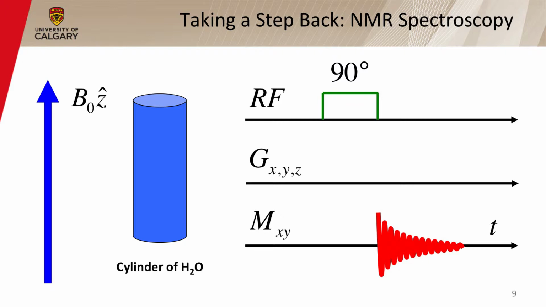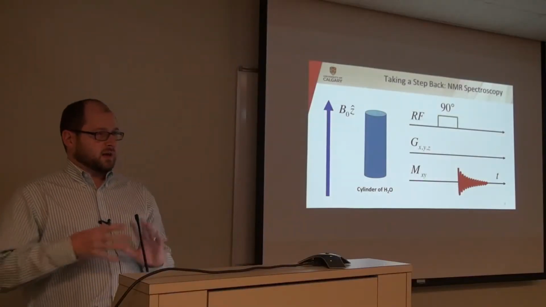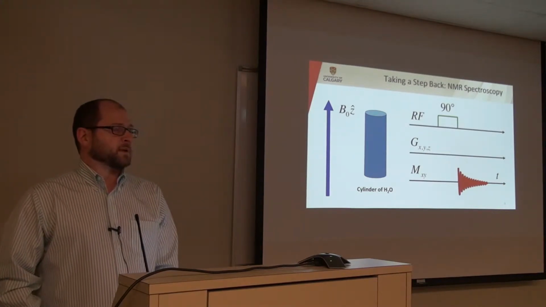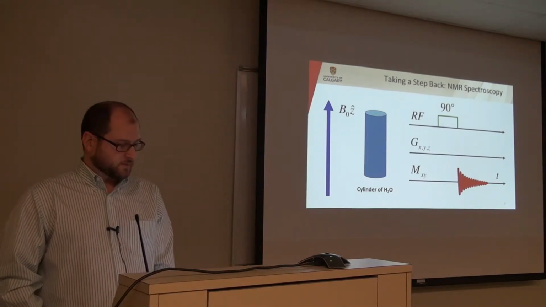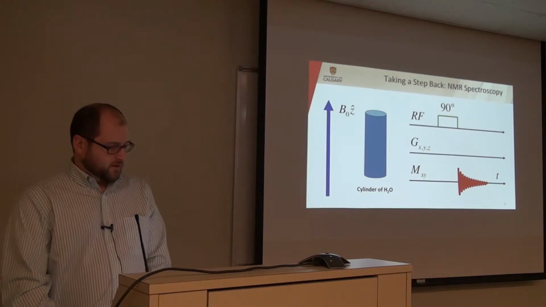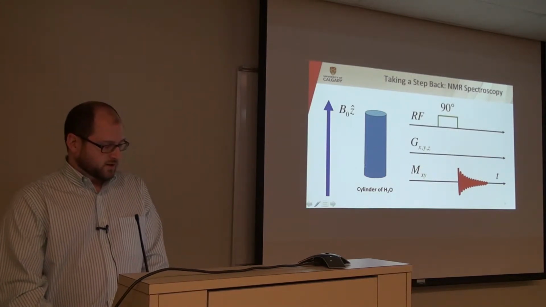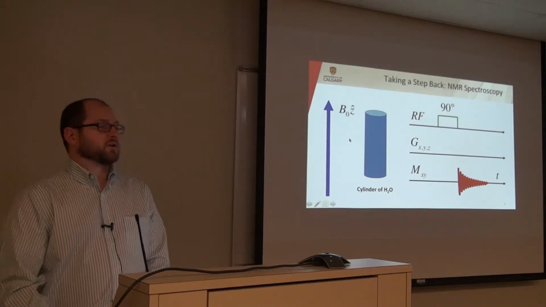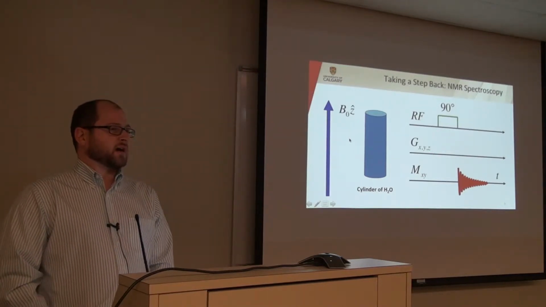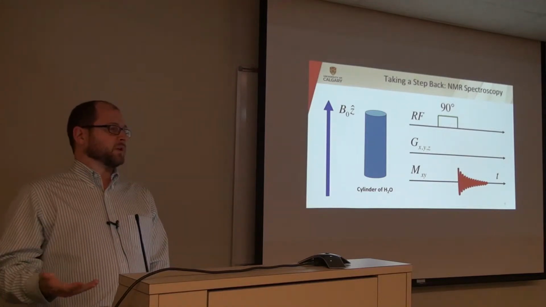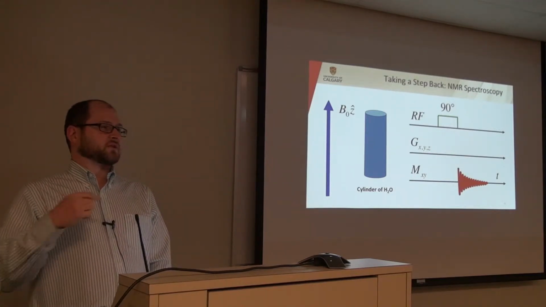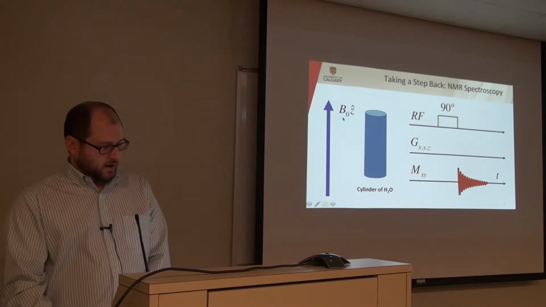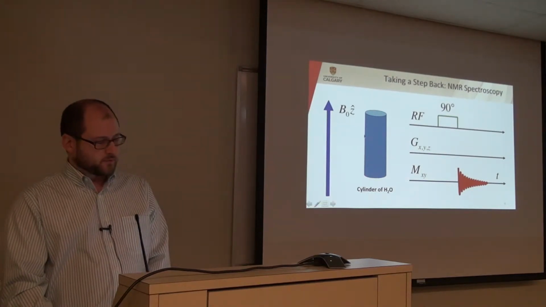This is just a pictorial representation of what NMR spectroscopy is, and some people may be doing either sample spectroscopy or even in vivo spectroscopy. So imagine we have just a test tube or a very small cylinder of water that we place in our magnetic field. We know we're going to get that coherent thermodynamic equilibrium magnetization M0 that's going to point along the direction of this Z B0 field.